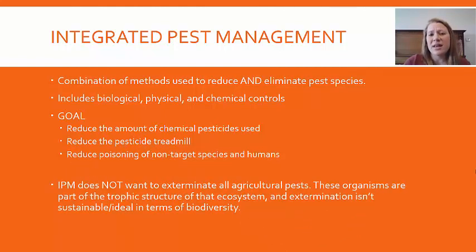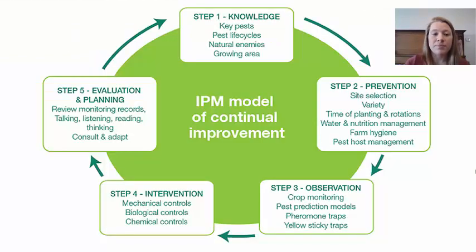Now the key here is that we're not trying to exterminate all pests. That's impossible. These organisms are part of the environment, they're part of that ecosystem, and extermination of that species just isn't feasible. So what we're trying to do instead is manage that pest and bring it down to a level that creates an acceptable amount of loss or damage to the crop.